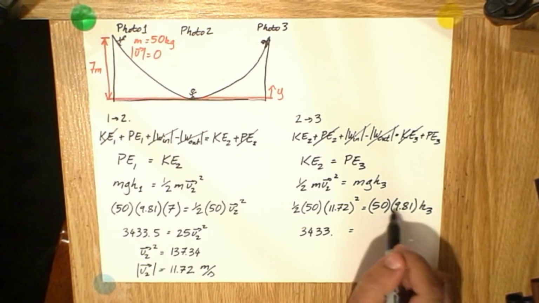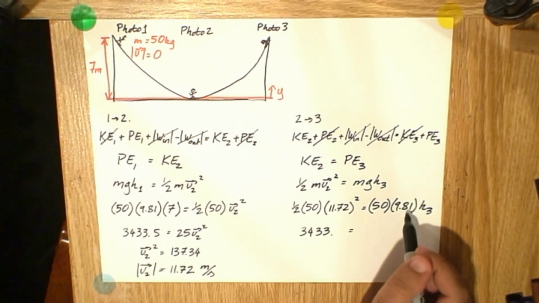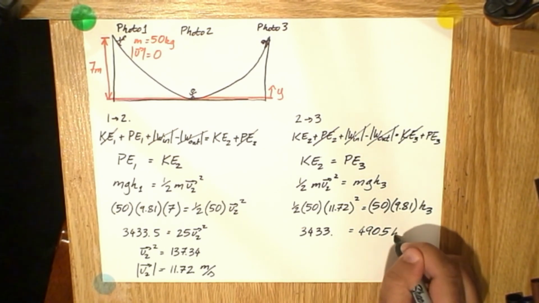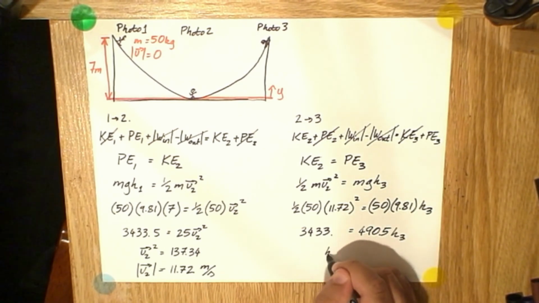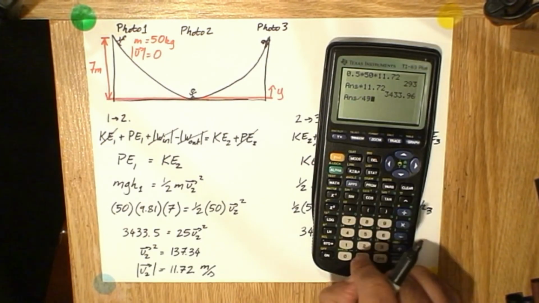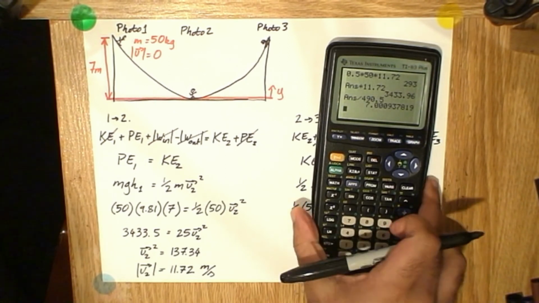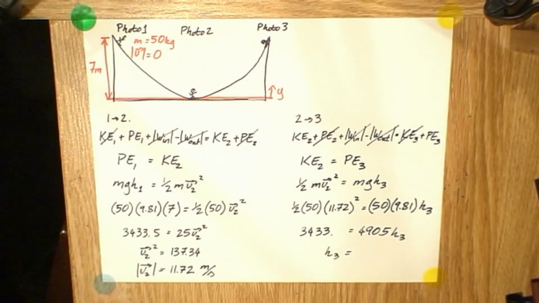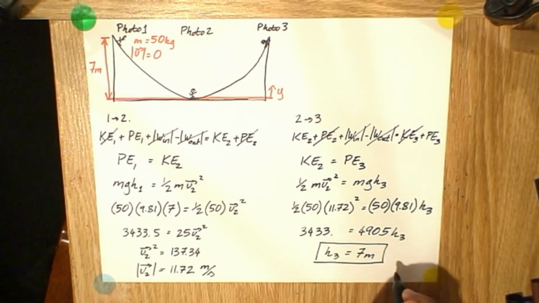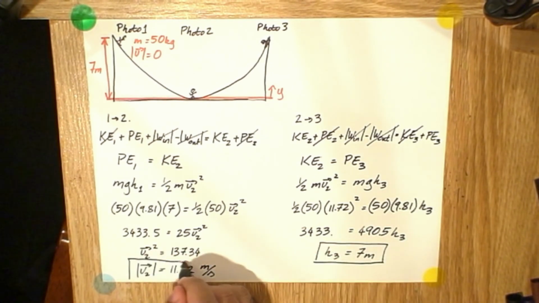Is equal to 50 times 9.81. So 50 times 9.81 is equal to 490.5 times h3. And now we just need to solve for h3 by dividing both sides by 490.5. That gives us pretty close to 7 meters. So the maximum height they reach on the other side is 7 meters. And the maximum velocity that they had in the middle was 11.72 meters per second.